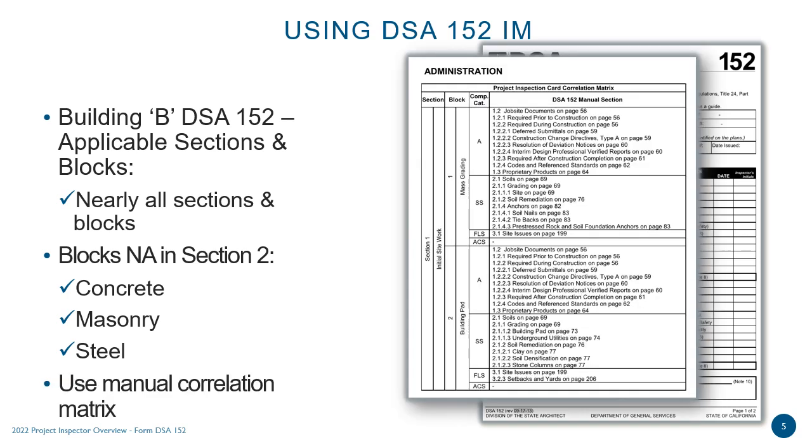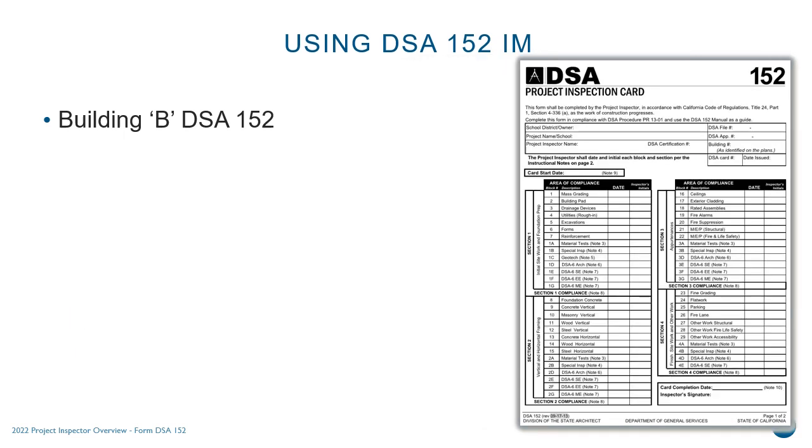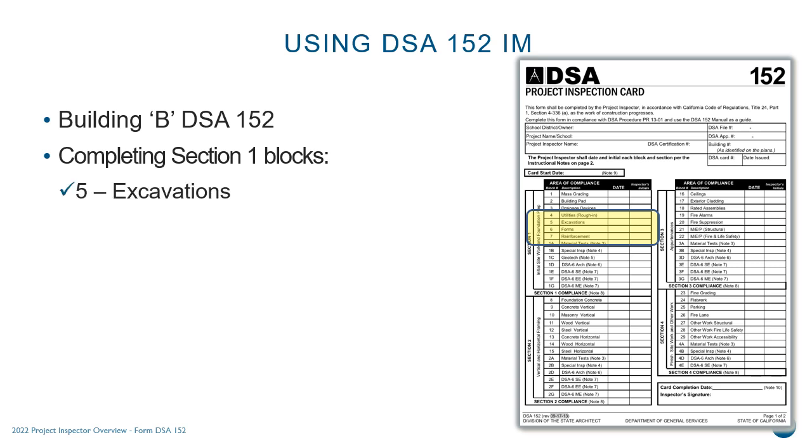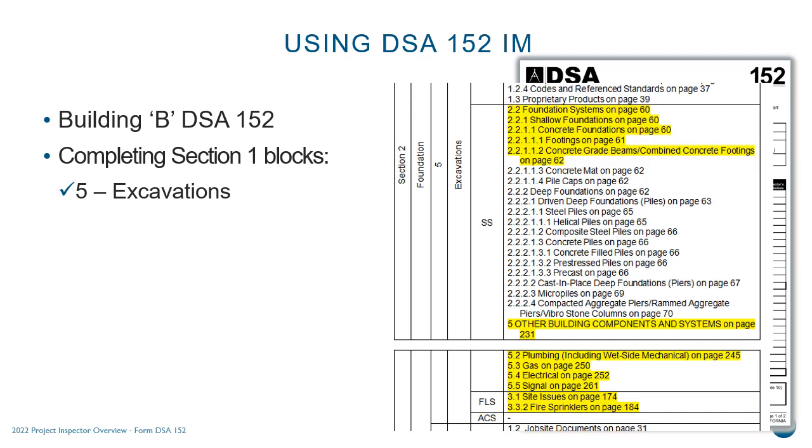Again, you'd use the manual correlation matrix. Let's go on ahead and do a little bit more digging and more depth. So on building B, if I want to take a look at this in more detail, again completing section 1 blocks, let's take a look at, for the case of looking at excavations for the building itself, you'll see some of the highlighted sections within the correlation matrix here.